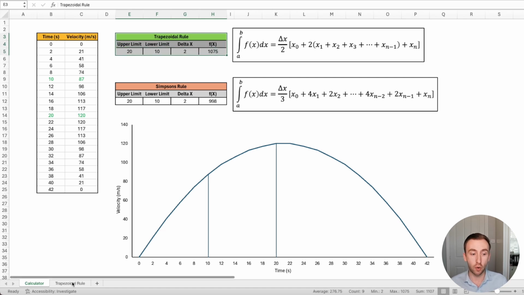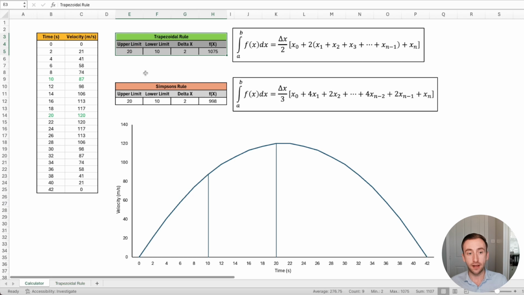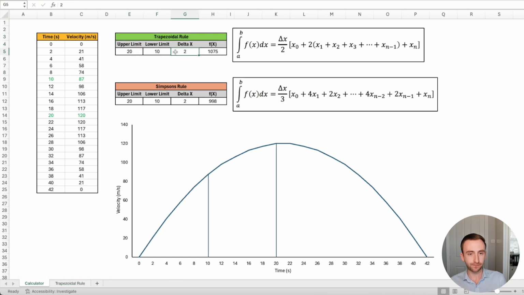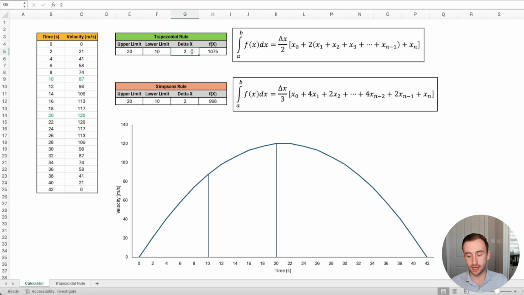Now, of course, what we can also say is that if we reduce the size of delta x, that would make it more accurate. So rather than have a delta x of 2, let's say we wanted a delta x of 1, then we can see that the values become significantly different. And so it is highly dependent on the thickness of our system.